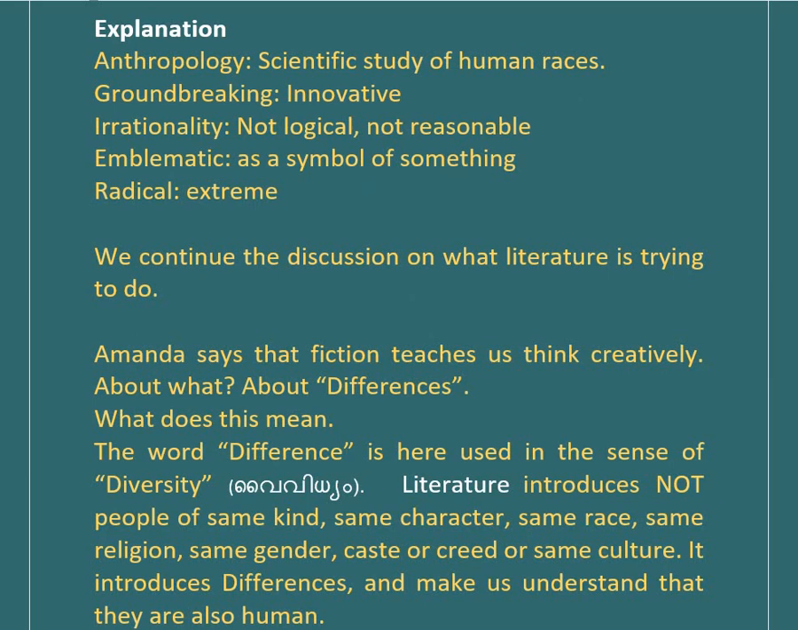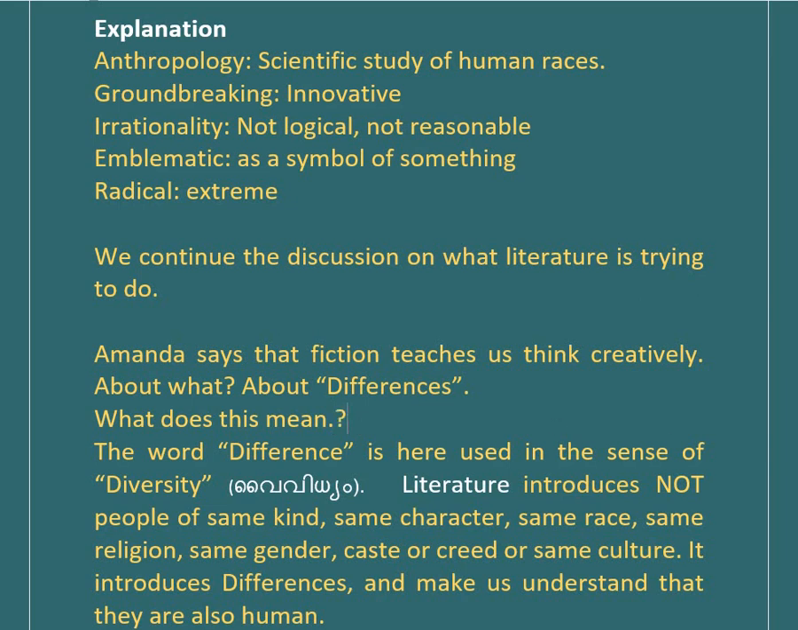I have already explained, but I will just read out through the explanations. The meaning of difficult words are given. Anthropology means scientific study of human races. Groundbreaking means innovative. Rationality means not logical and not reasonable. Emblematic as a symbol of something. Radical, extreme. So we are continuing with the discussion on what literature is trying to do. Amanda says that fiction teaches us to think creatively about what? About differences. What does this mean?